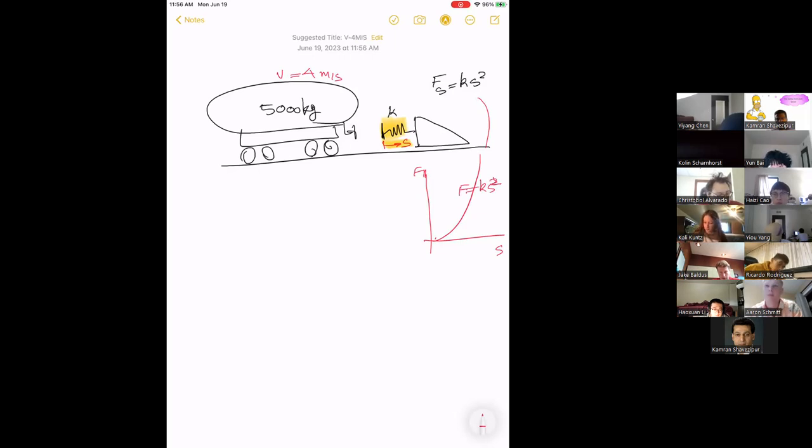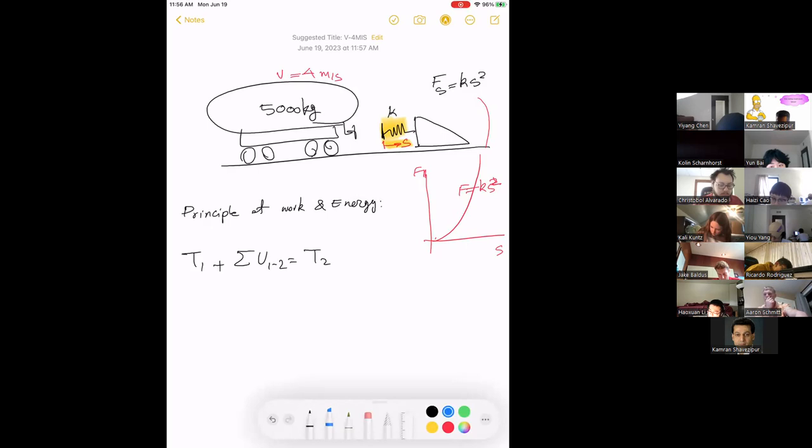How do we solve this problem? If I want to use the principle of work and energy, what I have is this: T1 plus summation of U12 equals T2. And the particle we are dealing with is the cart. This is not the best quality cart you can see, it's kind of messed up.